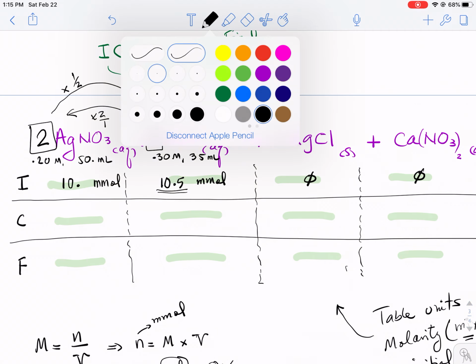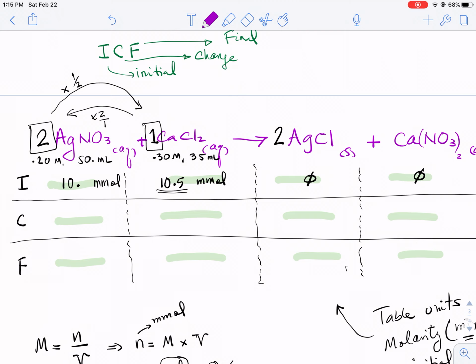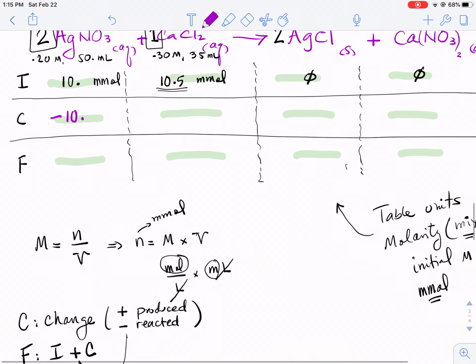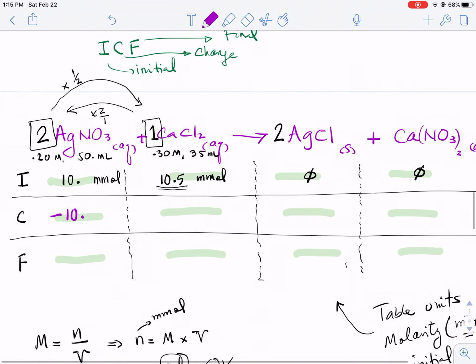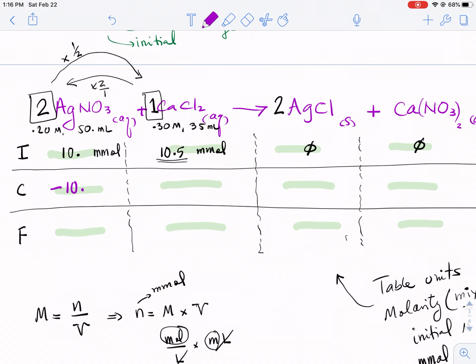So let's work with the correct calculation. With the 10 millimoles of silver nitrate, I'm going to need only 5 millimoles of calcium chloride. So all of my 10 millimoles are going to react, so I'm going to write -10. Remember, the change line for something that reacted is negative. Now, how much calcium chloride is going to react with 10 millimoles of silver nitrate? Going from silver nitrate to calcium chloride, your ratio is 1/2. You multiply by the 1/2 factor, because you're going toward fewer moles, which means 5 millimoles. So I'm going to react -5.0 millimoles.